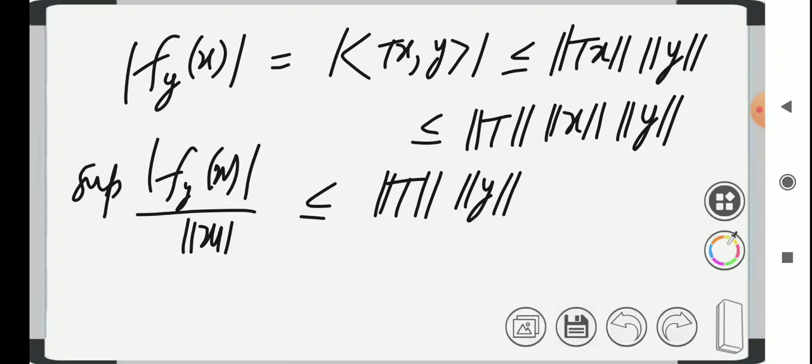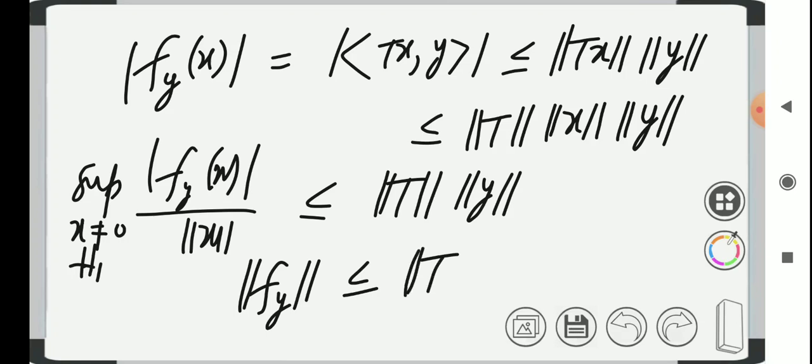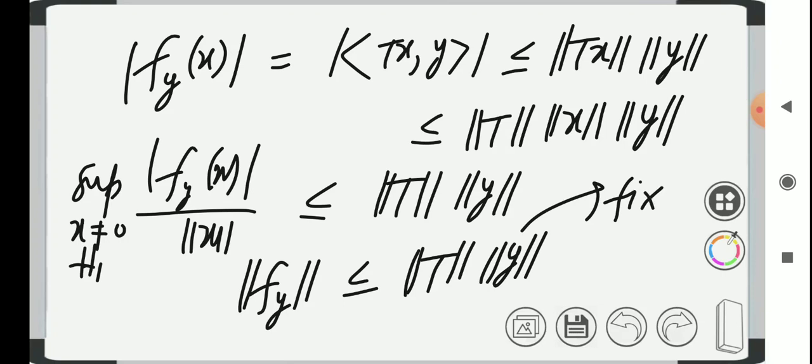We simply take the supremum over all non-zero vectors x belonging to our Hilbert space H1, which shows that the norm of f is bounded by the norm of T times the norm of y. Since this y was a fixed element, its norm is finite, and T is also a bounded linear operator, so its norm is finite. Therefore this quantity is finite, which implies the norm is bounded, and hence we have a bounded linear functional on the Hilbert space H1.